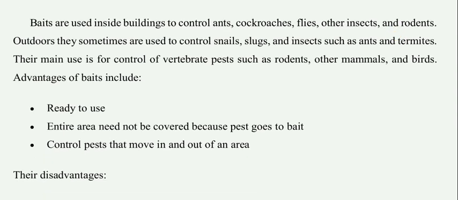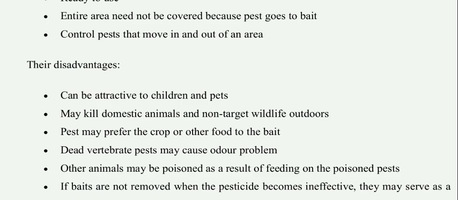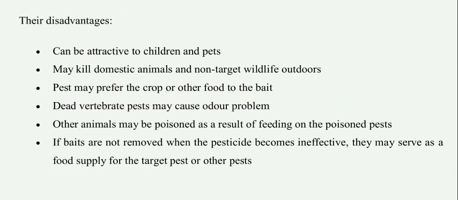Baits are used inside buildings to control ants, cockroaches, fleas, other insects, and rodents. Outdoors, they sometimes are used to control snails, slugs, and insects such as ants and termites. The main use is for control of vertebrate pests such as rodents, other mammals, and birds. Advantages of bait include: ready to use. Entire area need not be covered because the pest goes to the bait. Control pests that move in and out of an area. Their disadvantages: can be attractive to children and pets, may kill domestic animals and non-target wildlife outdoors.